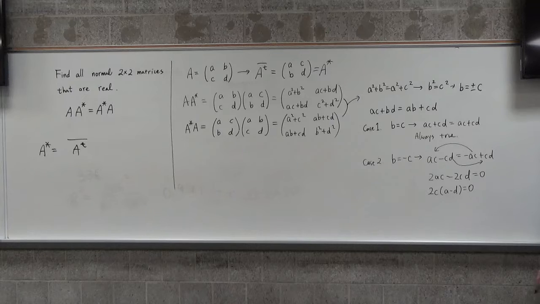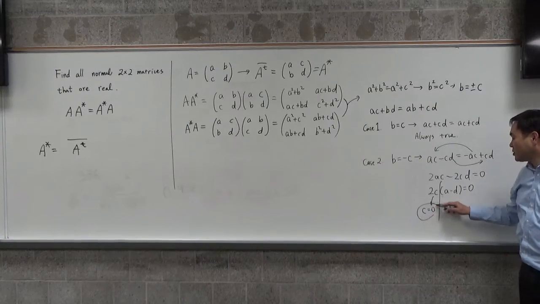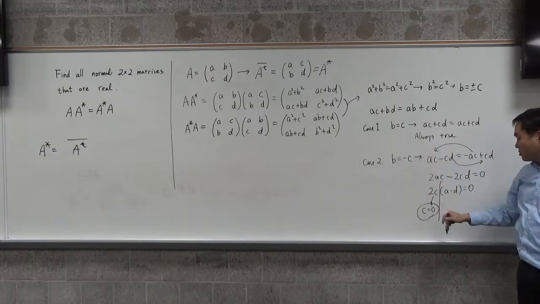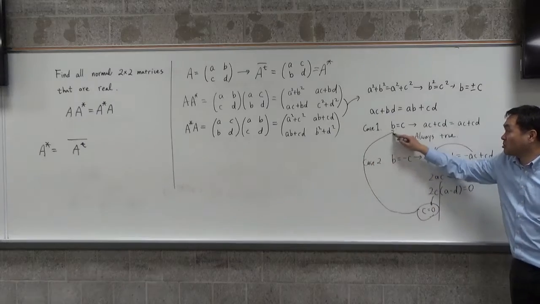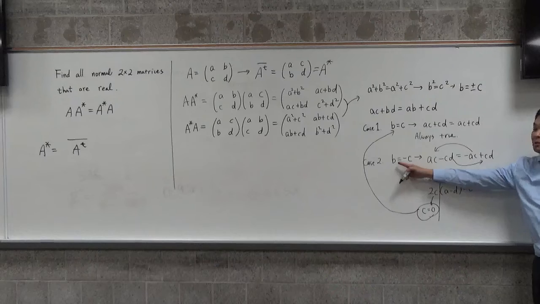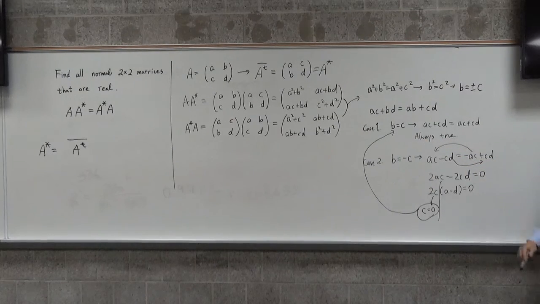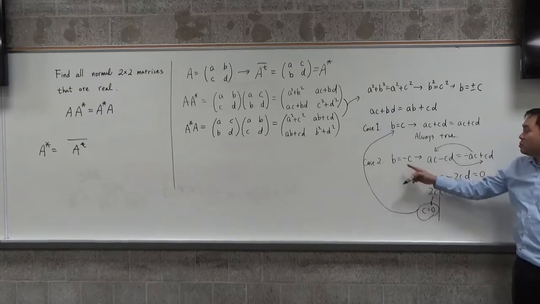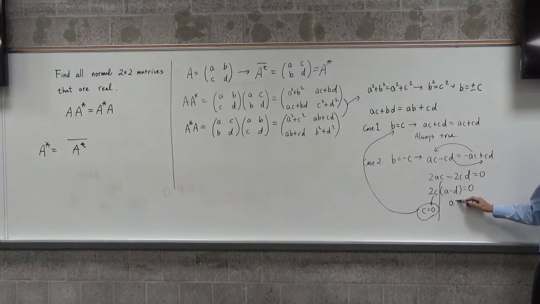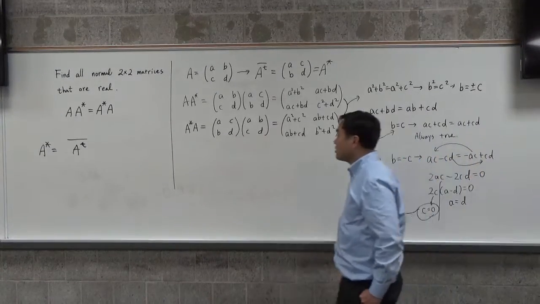So there are two cases. It's either C is 0, but then if C is 0, then B is 0, so they're both 0, and you end up with case 1. So this actually brings you back to case 1. Is that okay? So when B and C are non-zero and they're negatives of each other, what you actually get is that you're forced to say A and D have to be equal. So here's our answer.